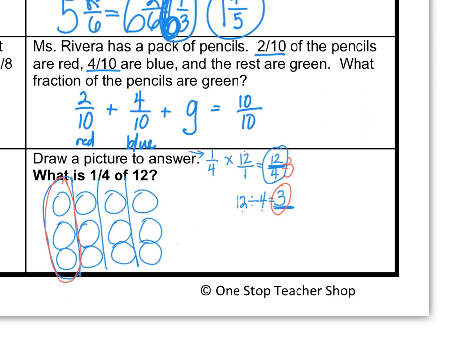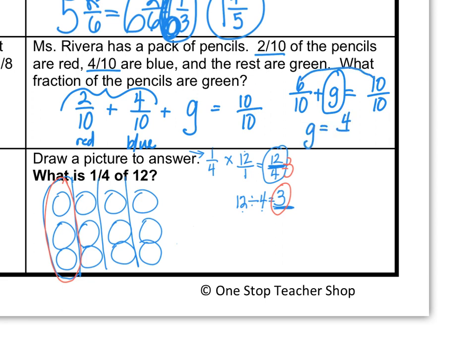So let's do 2/10 plus 4/10, and what does that get us so far? 2 and 4 is 6, right? So now we've got 6/10 plus something is going to give us 10/10. What do we need this G to be? How many tenths would get us to 10? Well, the difference between 6 and 10 is 4. So greens are going to be 4/10. Okay? And that is it for this time.